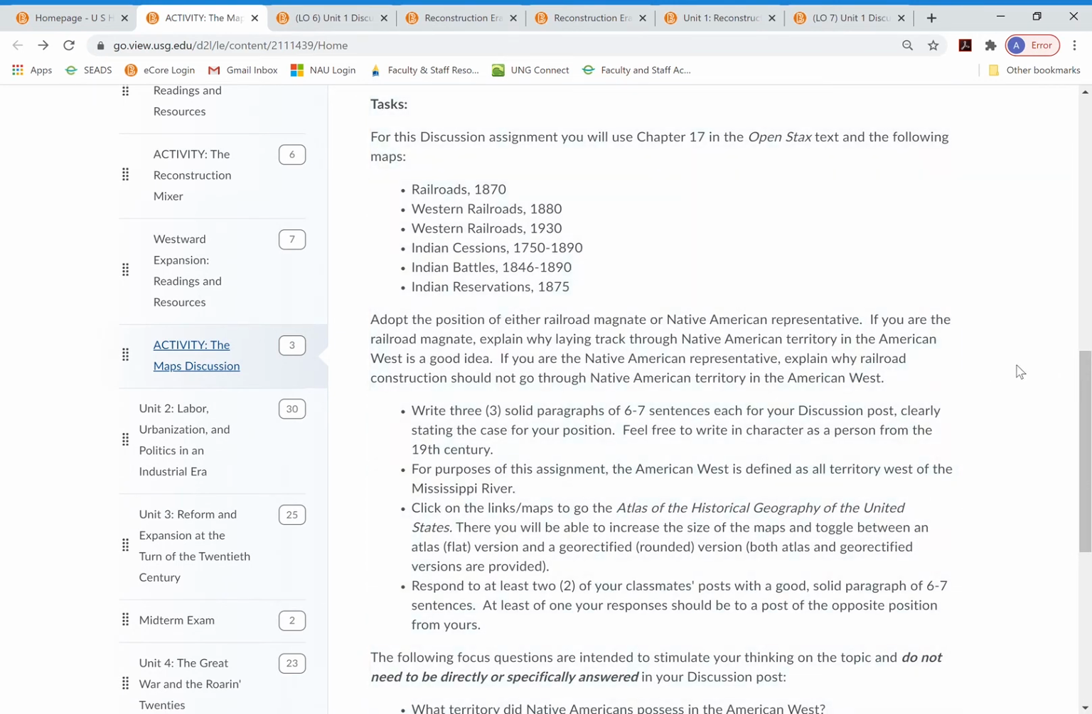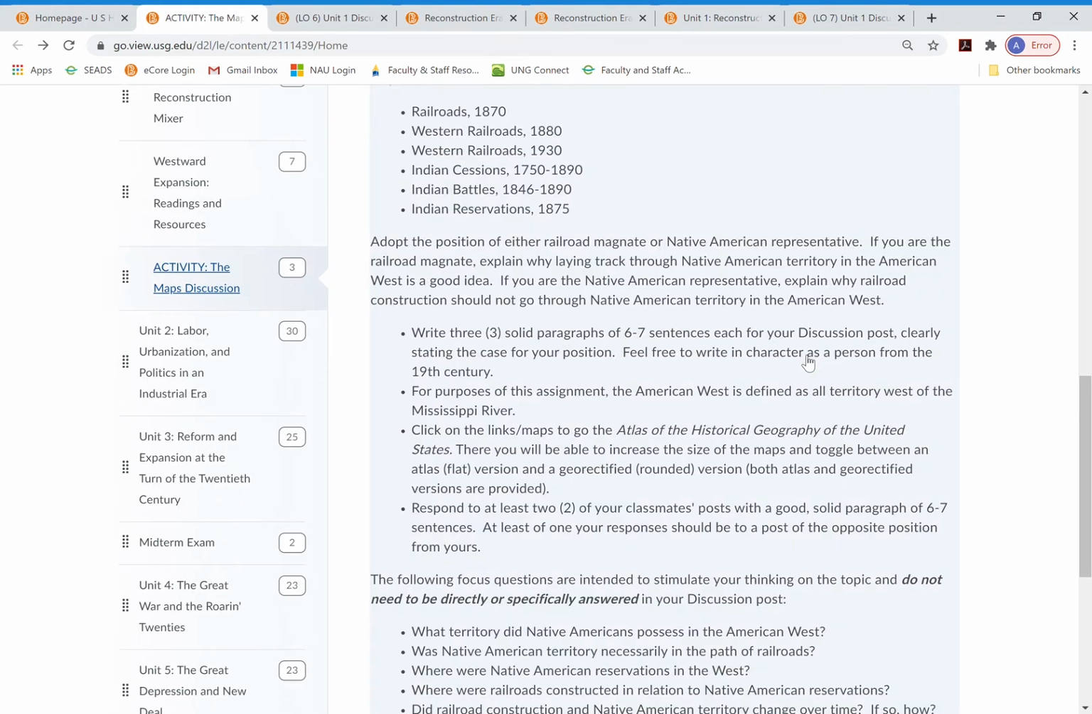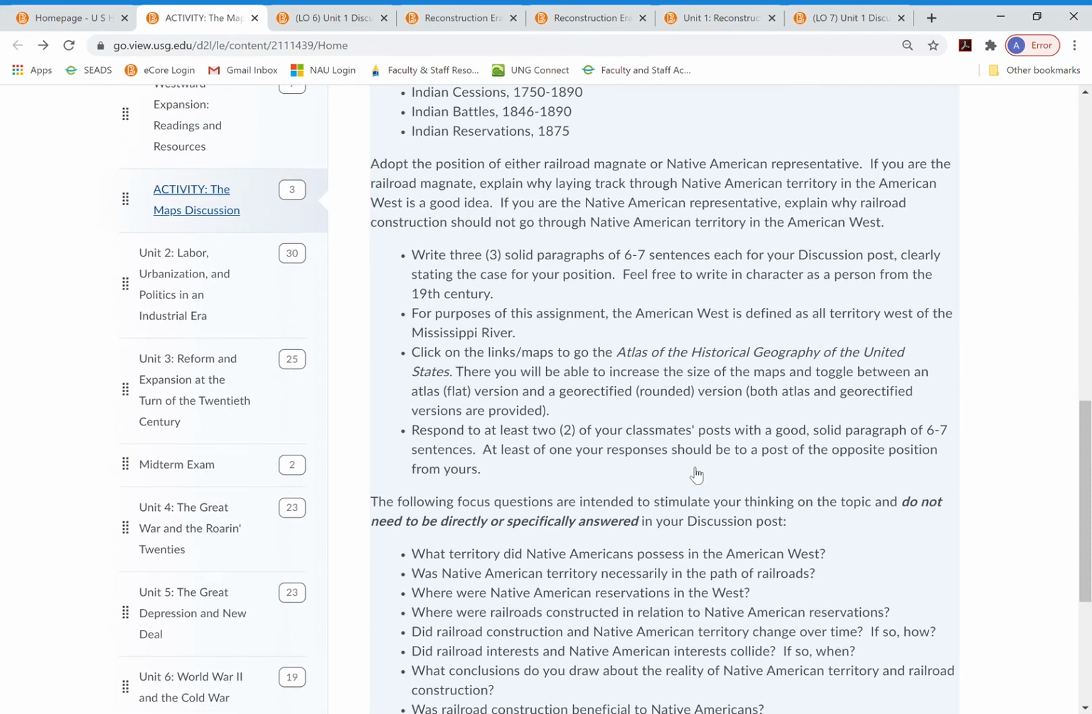So we're going to use the term role-playing here. This doesn't mean to take on the perspective of a person and write in the third person. Here, we can just get right into it. Of course, please be respectful of each other and avoid stereotypes, but the assignment is going to have you take on the perspective of a railroad magnate or a Native American representative. Get into first-person character. You can make a little background about yourself.